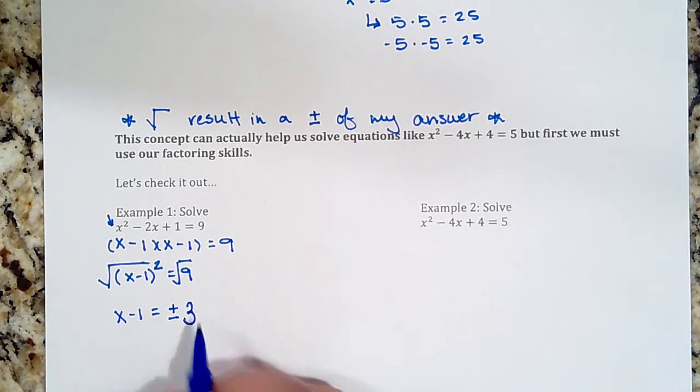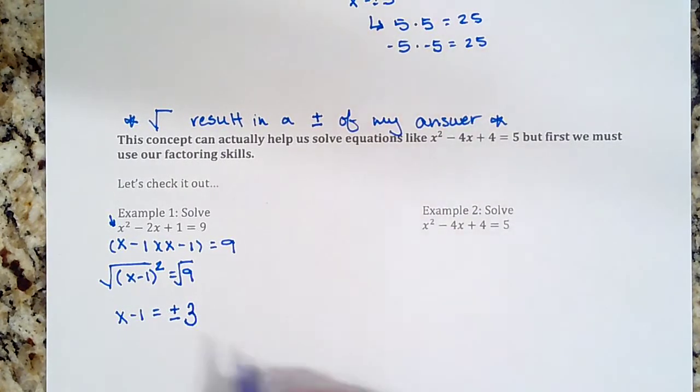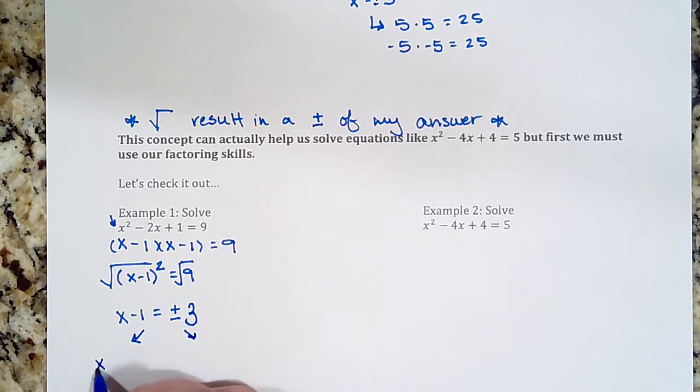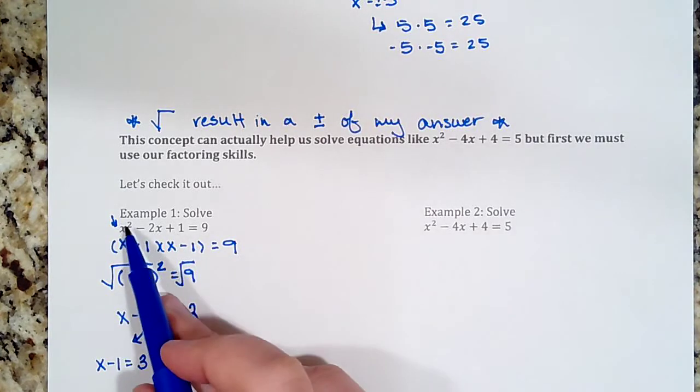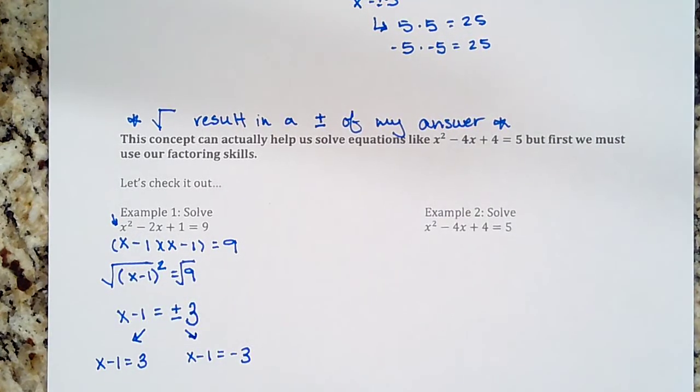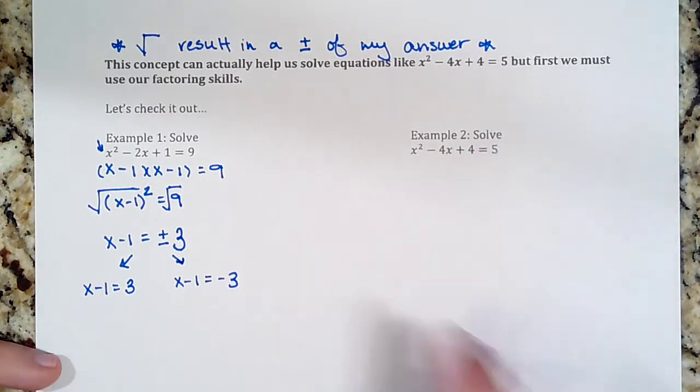If we have the positive as one option and the negative as the other, we now need to split this into two separate solutions. We need to say that x minus 1 could equal the positive version of 3, or x minus 1 could equal the negative version of 3. So by taking the square root, you notice it has an exponent of 2. That should mean that we're going to get two answers, and this step is how we do that.